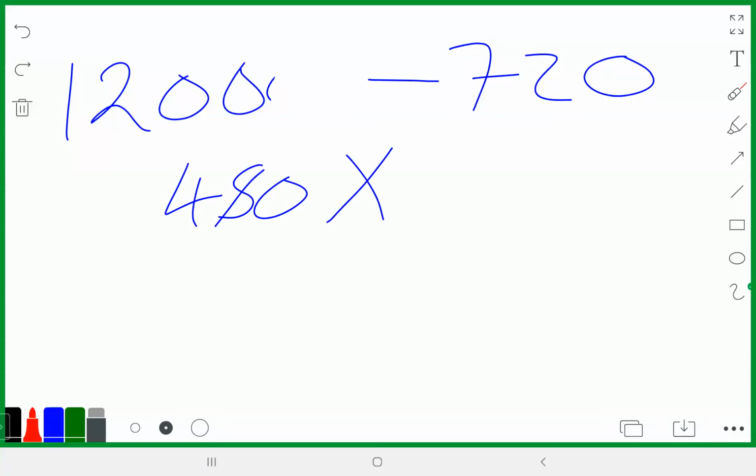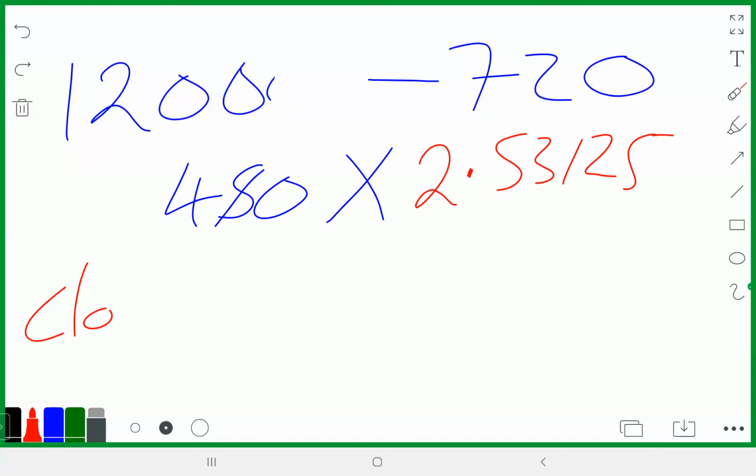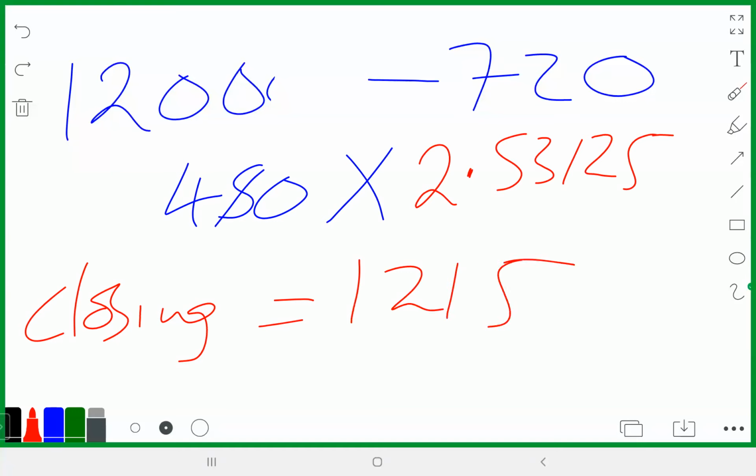Multiplied by the average price, 2.53125. Then the closing inventory or closing stock will be equal to 1215. As simple as that. Is that difficult? No. So we have to find both the closing inventory and the amount of purchases that have been made, basically. Exactly.